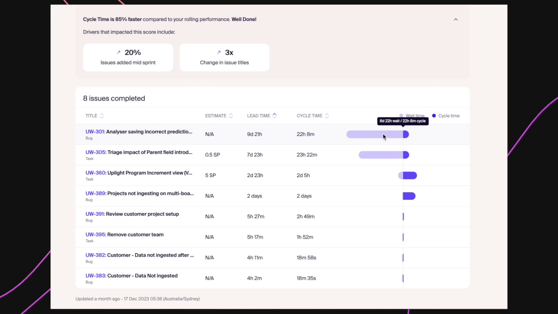This enables teams to have a very quick view of where the outliers may be so that they can take this data point back into their stand-up or into their retro to really understand what patterns may exist and how they can accelerate and potentially break down work more clearly or cross-correlate with other metrics to understand what impact, for example, scope change or adding issues mid-sprint has on their lead time and cycle time.